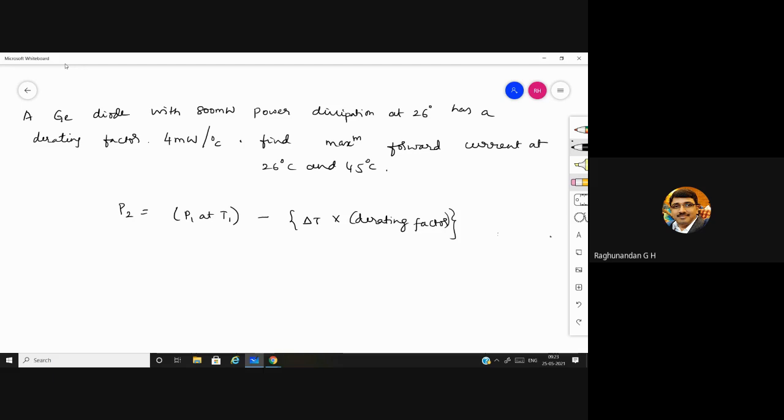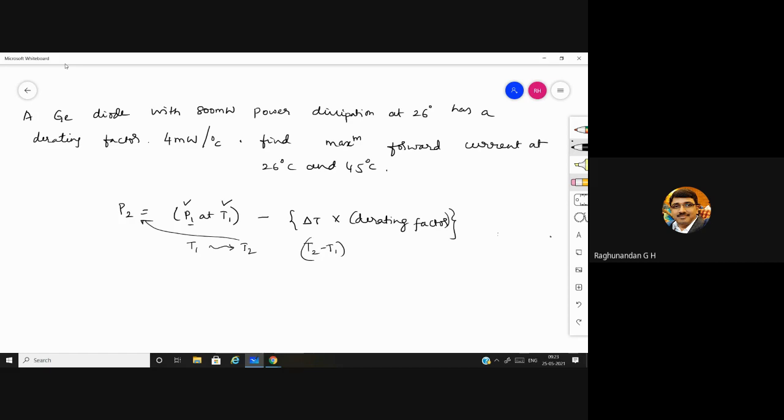P1 at T1 means this is the initial power at temperature T1. So P2 is the new power dissipated when the temperature changes to T2. They'll ask you to find the new power by giving the temperature at the initial level and final level, and also the power at the initial level. So delta T is the change in temperature, T2 minus T1, and the derating factor they'll be giving in the question.